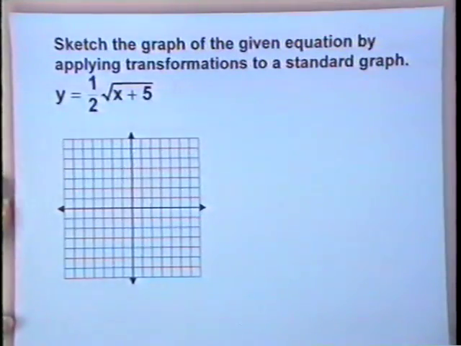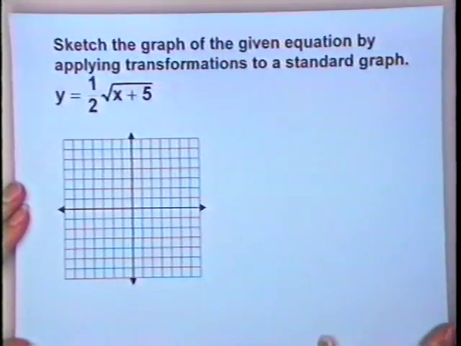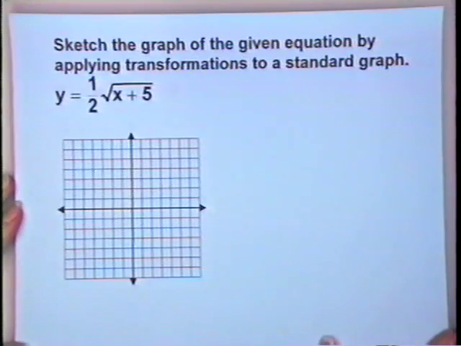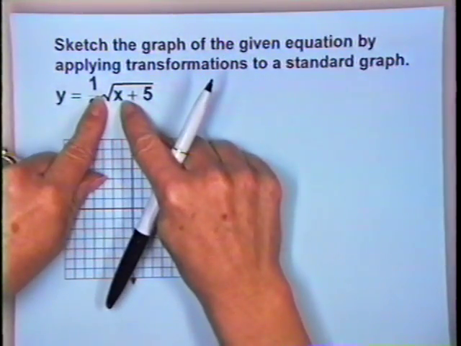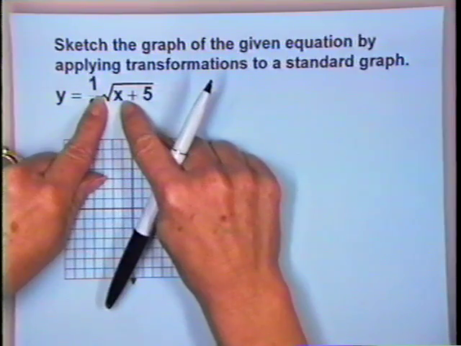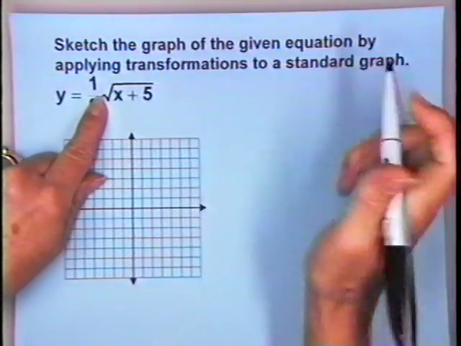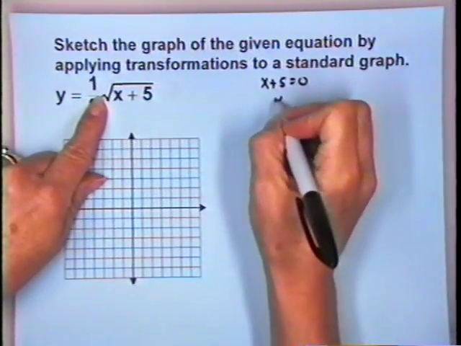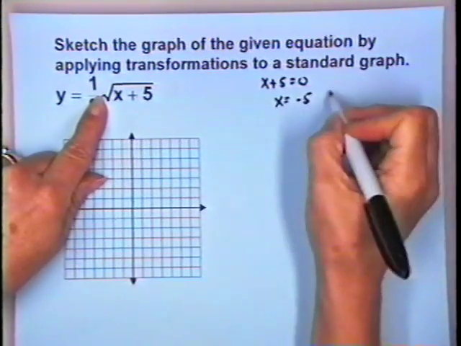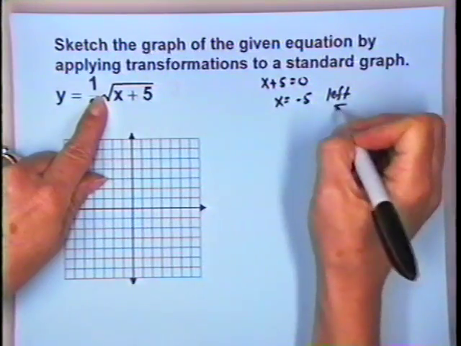Okay, well let's look at this one. Sketch the graph of the given equation by applying transformations to a standard graph. Y equals 1/2 times the square root of x plus 5. Now, let's analyze our equation here first. Notice I'm doing something to x before I do my square root. So that gives me a horizontal translation. If x plus 5 equals 0, then x equals -5. I'm translating to the left, right?